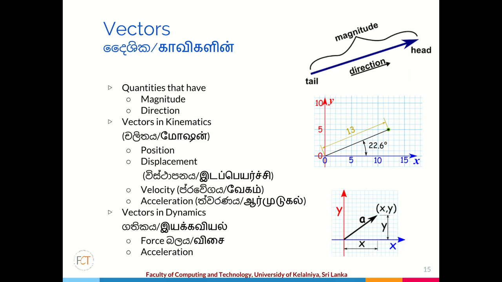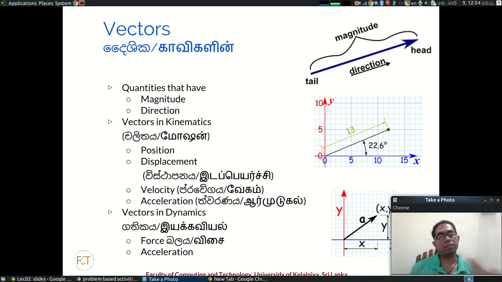Some of the vectors that you will come across in kinematics will be position, displacement, velocity, and acceleration. I will explain to you as we come across these quantities, and in dynamics you will come across force and acceleration. The force is a big concept that we will investigate when we come to dynamics. Now, as I said, in the first image here, you have a head and a tail for each vector, and the length of the arrow gives you the magnitude.